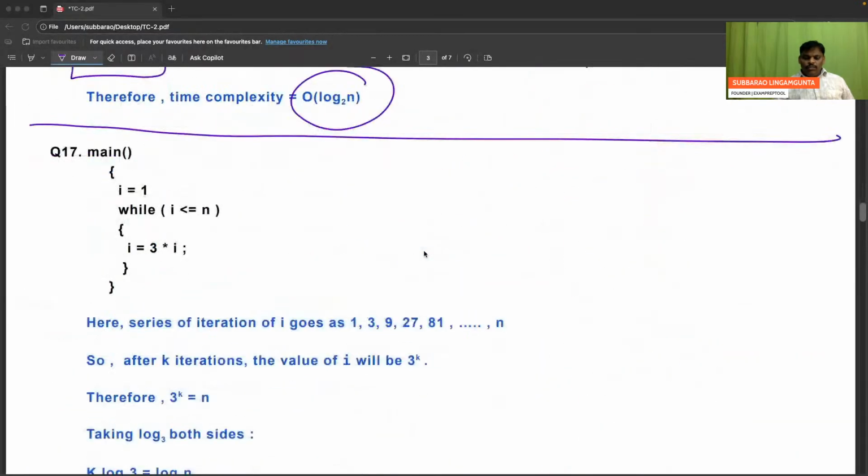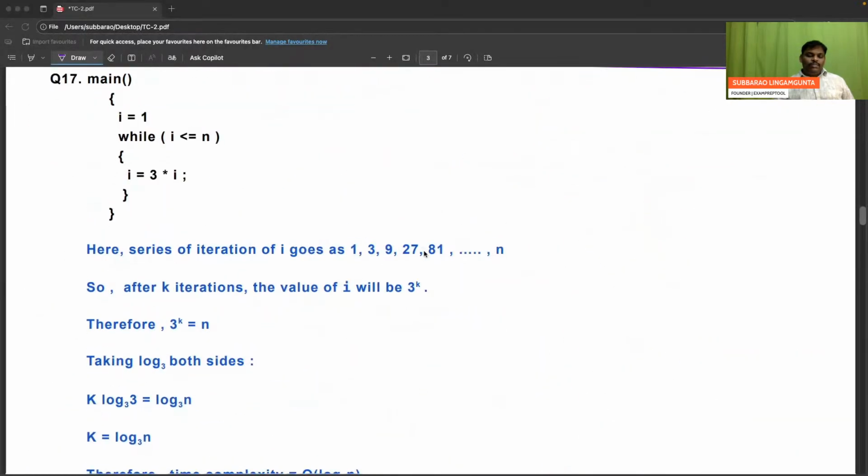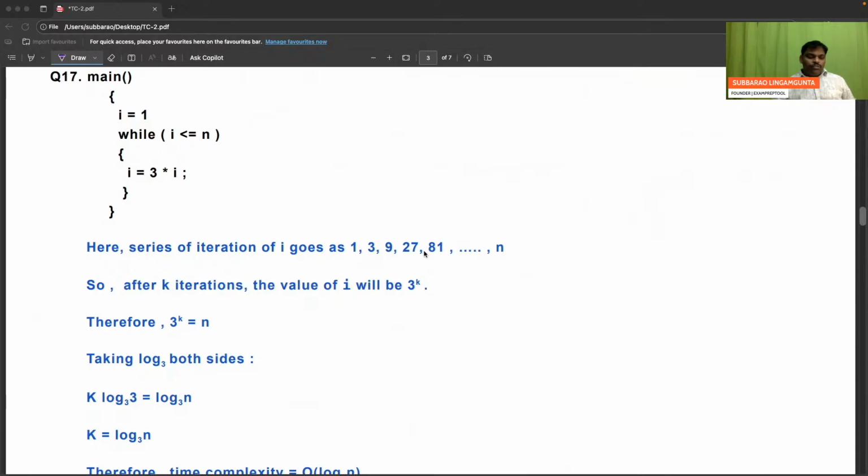Right? Fine. Go to question number 17. Everyone try to understand. See question number 17.